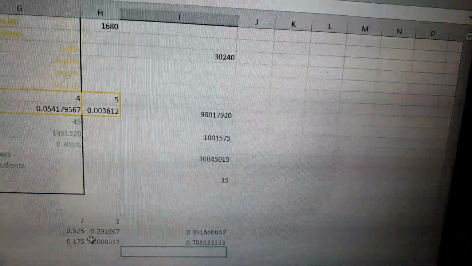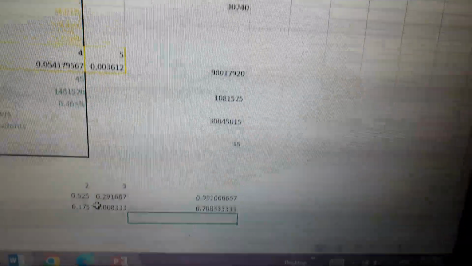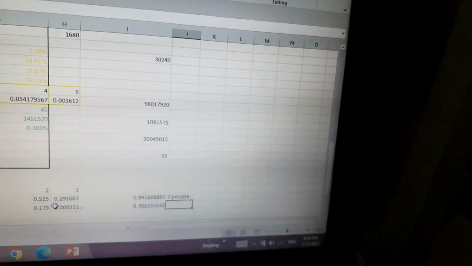When you sum everything up, therefore, this is the answer. 70.8333%. So for this concept, you have 2 possible answers. It's either 99.16666%, that is if 7 people are chosen, or 70%, that's if 3 people are chosen. So that can be your answer, either of the 2. It depends on what you want.